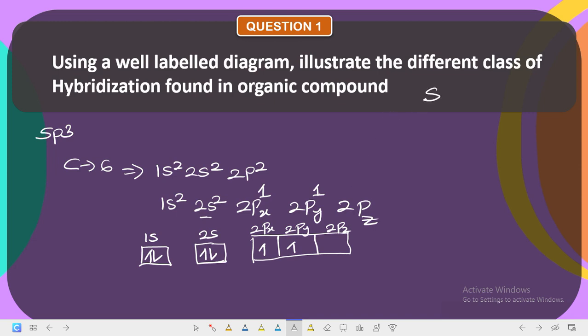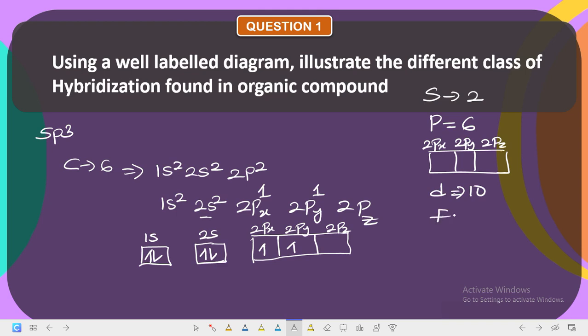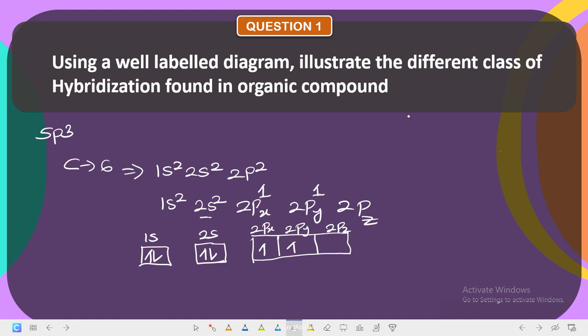Reason being that the s orbital can take a maximum of 2 electrons. The p orbital can take a maximum of 6 electrons, which are shared 2 each into each of the degenerate orbitals, 2px, 2py, and 2pz. And then the d orbital can accommodate a maximum of 10 electrons. The f can take a maximum of 14 electrons. Now, having understood this, let's now come back to what we were doing before.